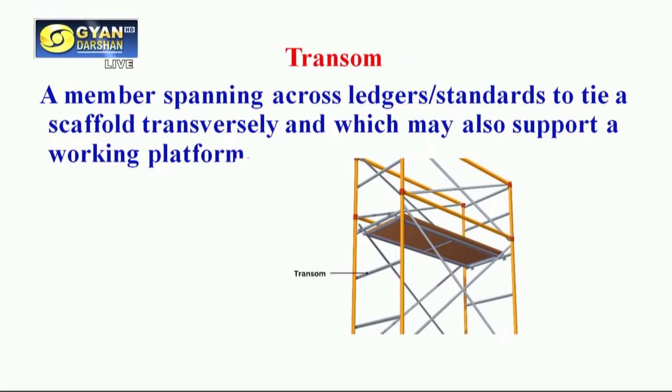Then what is a transom and how is it different from the putlock? Transoms are the members which rest on two standards or uprights, or two ledgers. Means they are connected between the two ledgers or the two uprights. They are not running into the wall. They are not taking the support of the wall.